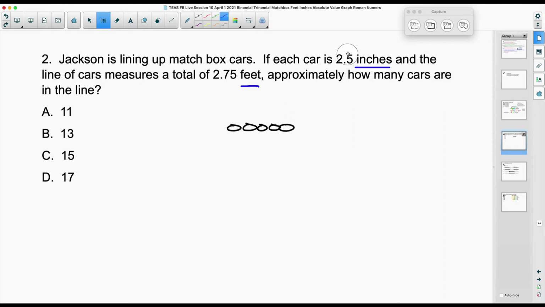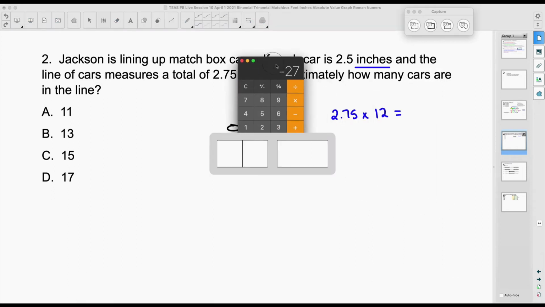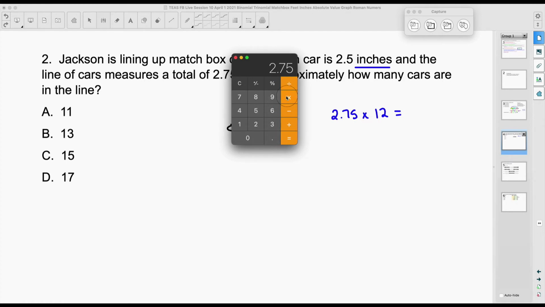Well, we would have to have a whole bunch of our index fingers or these Matchbox cars to form a line that is over 2 feet long. So watch what I'm going to do here. I'm actually going to convert my feet, 2.75. A way that you can convert feet to inches is to multiply by 12. Period. End of story. 2.75 feet, if you multiply by 12, because there's 12 inches in a foot, let's do that. 2.75 times 12, we get 33. 33 inches is the number of inches in 2.75 feet.